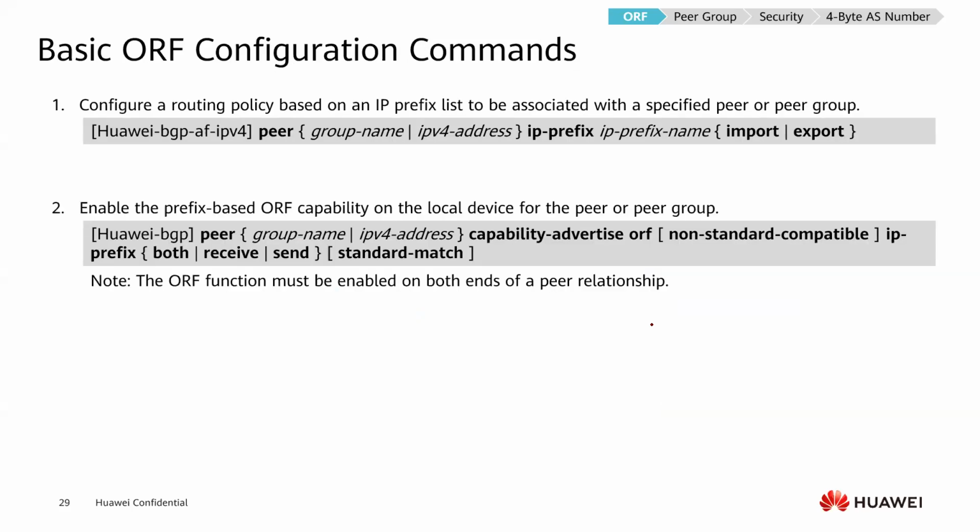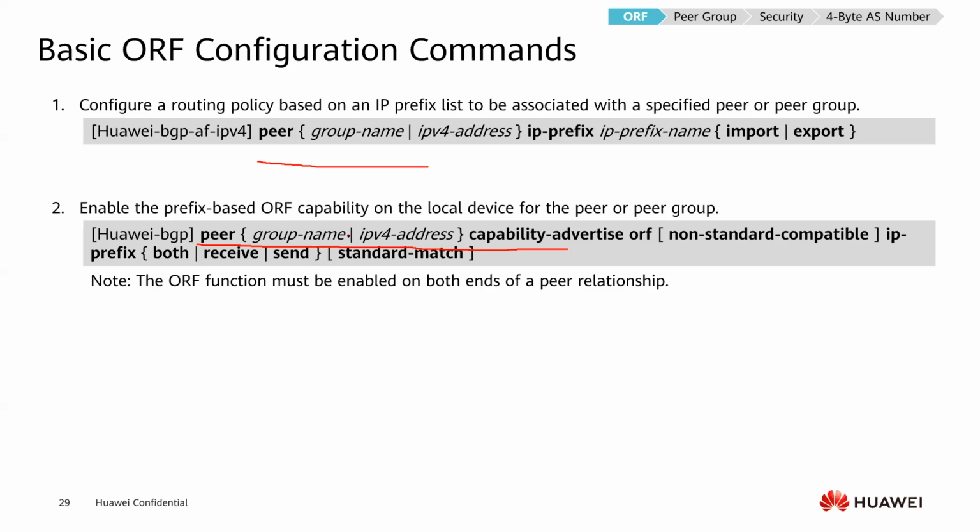And for the configuration, you need to configure a route policy based on the IP prefix to associate it with the specific peer, and then you need to tell the neighbor what specific routes you need, and then you need to enable the ORF function, just to enable the ORF capability.